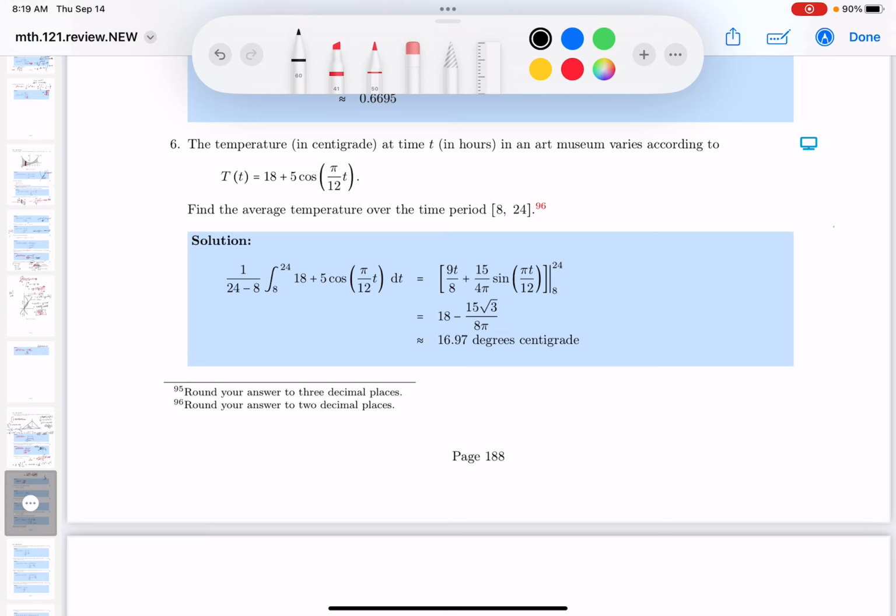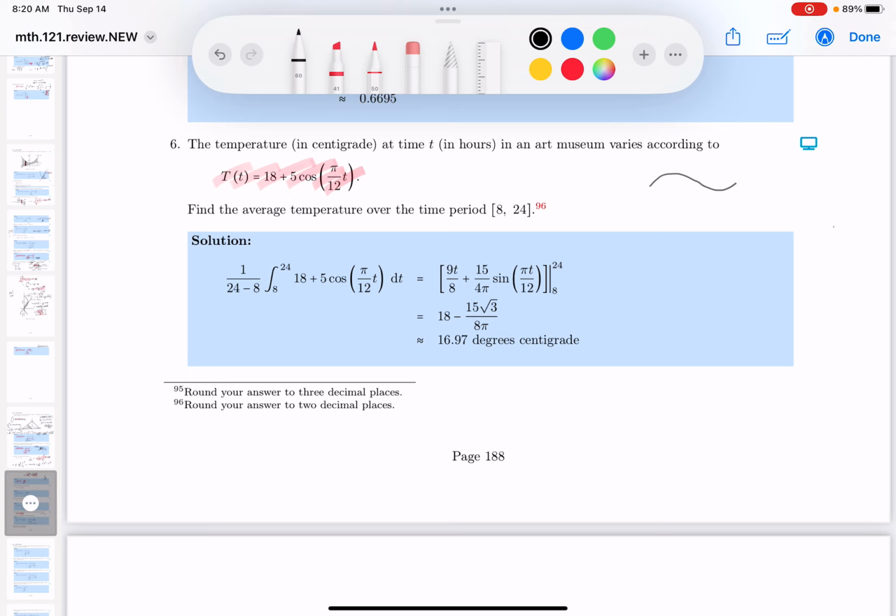Okay, so you're given a temperature in degrees centigrade, and t is in hours. It's at an art museum, and you're given it right over here. It says the temperature varies, so it goes up and down like this. You could look at that and say there's a maximum temperature and a minimum temperature. It fluctuates over the day, depending on what t is. They want to find the average temperature over the time period from 8 to 24.